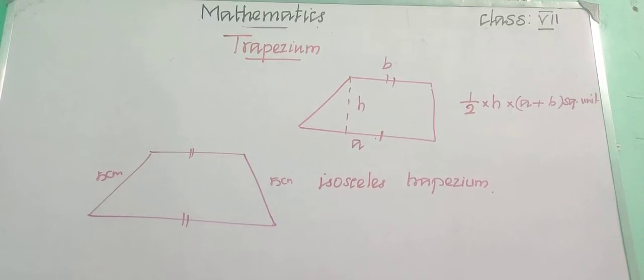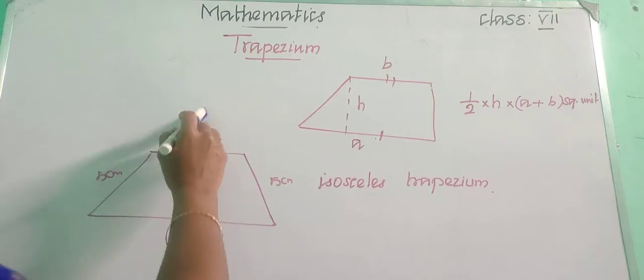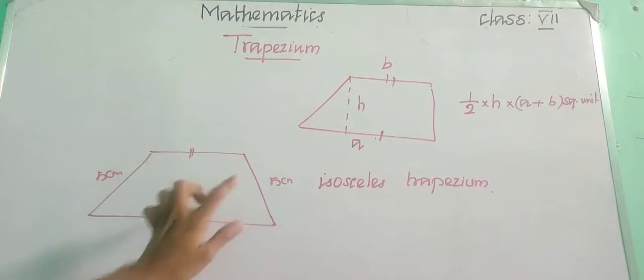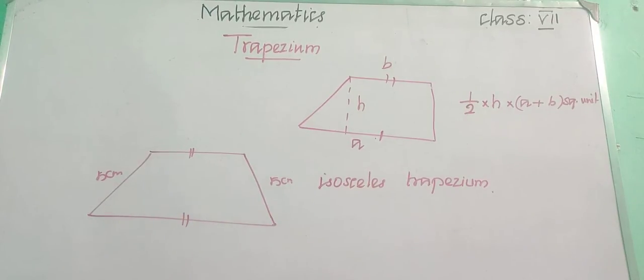Children, let us do the sums in this. What are all the properties we have learnt about the trapezium? A trapezium is a parallelogram with one pair of non-parallel sides. That is called a trapezium. And what is meant by an isosceles trapezium? An isosceles trapezium has one pair of parallel lines and the other two sides are equal. That is called an isosceles trapezium.